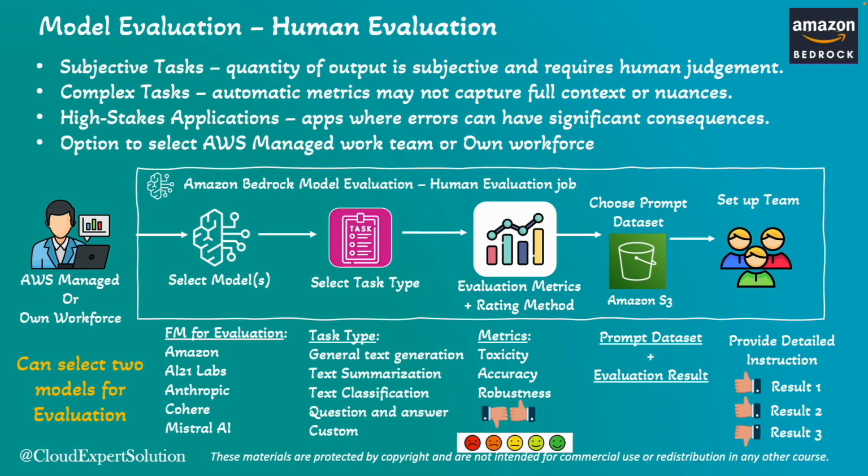Here is an example: for result 1 and result 2, they can say yes, this is exactly matching, so they can provide a thumbs up. Whereas result 3 is not at all satisfactory, so they can provide a thumbs down. Now let's go back to the AWS Management Console and review human evaluation in action.